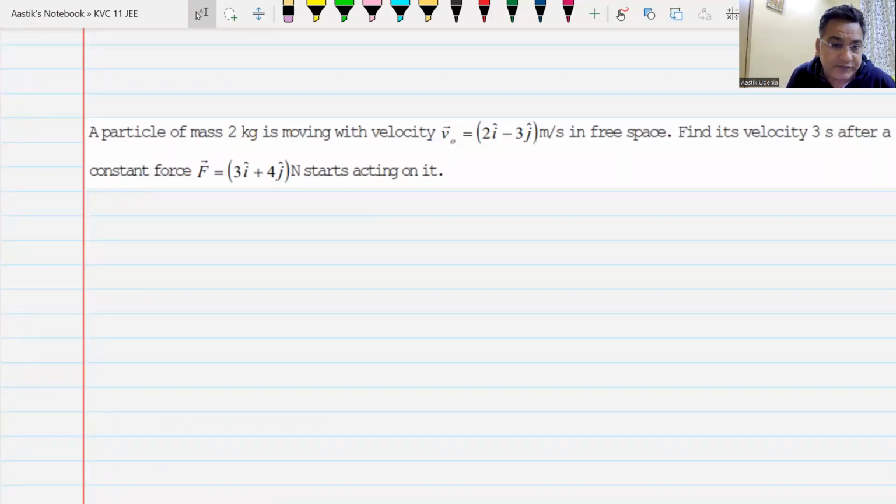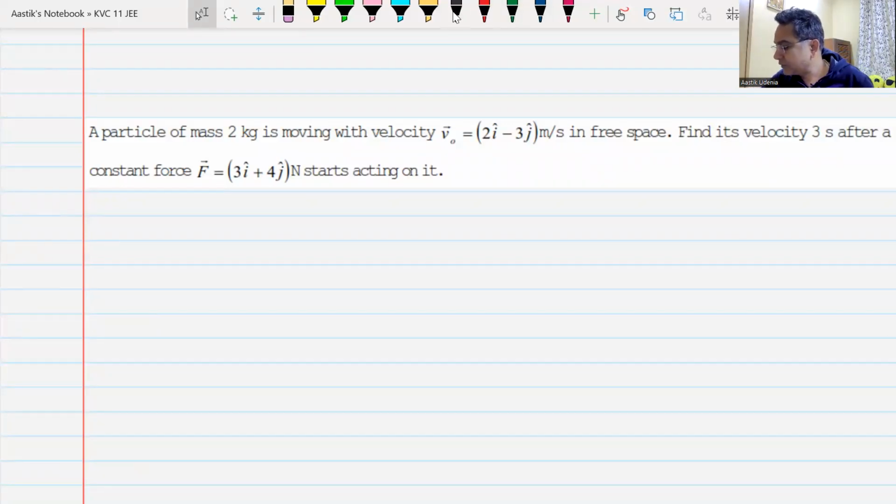A particle of mass 2 kg is moving with a velocity in free space. Find the velocity after 3 seconds when a constant force acts on it. I'll give you 2 minutes to give me the answer. Let me know once you are done.